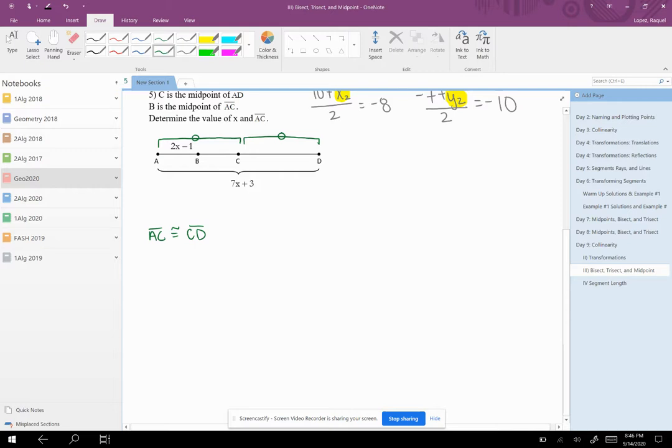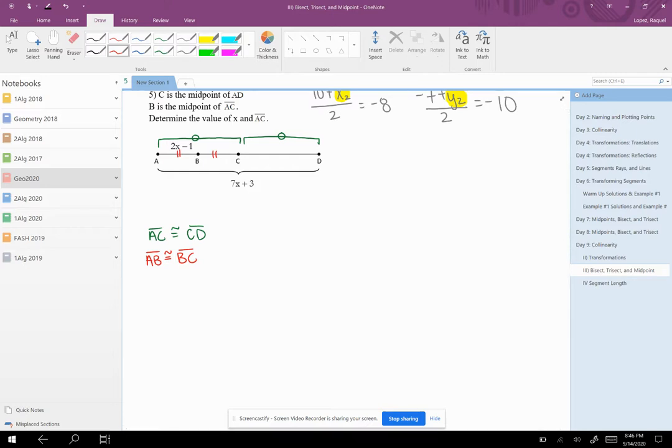I'm going to mark that as congruent with circles here. Cool. Then the next piece of information they give me is that B is the midpoint of AC. If that's true, then AB is congruent to BC. I'm going to mark that with different tick marks to show that it's congruent. Okay, cool. Now let's figure out what the value of x and AC is.